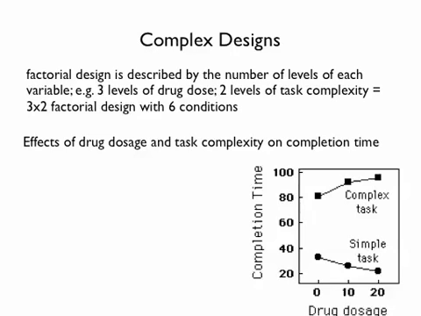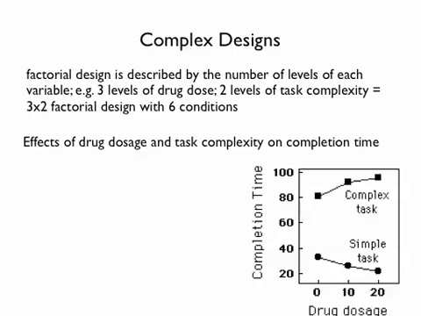Now, when we describe a factorial design, like the one that's shown here in the graph, we describe it by indicating the number of levels of each variable. In this case, there are three levels of drug dose, 0, 10, and 20, whatever the units are, I guess milligrams, and two levels of task complexity, a complex task and a simple task. Those are the two levels of the second independent variable. So we would refer to this as a 3x2 factorial design. And we can actually multiply, and the notation is 3x2, and we say it out loud, 3x2. So this is a 3x2 factorial design.